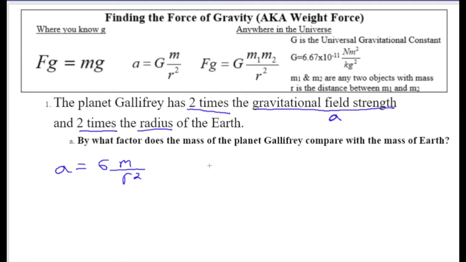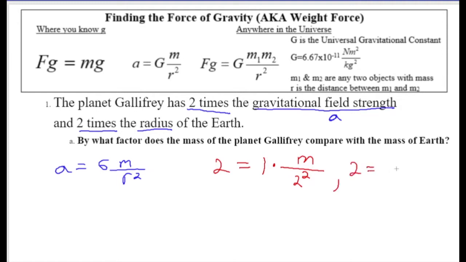The gravitational field strength is 2 times as big, so I'm going to plug in 2 for a. And then the gravitational constant is always G, so that can just be 1. The mass is what I'm trying to figure out, so I'm going to leave that variable as m. And then the radius is now 2 times as big. We can't forget, though, that it's radius squared in this equation. Now we just go ahead and solve for that variable m.